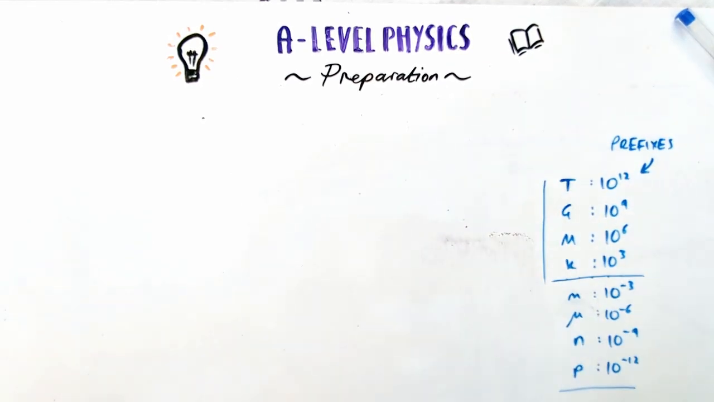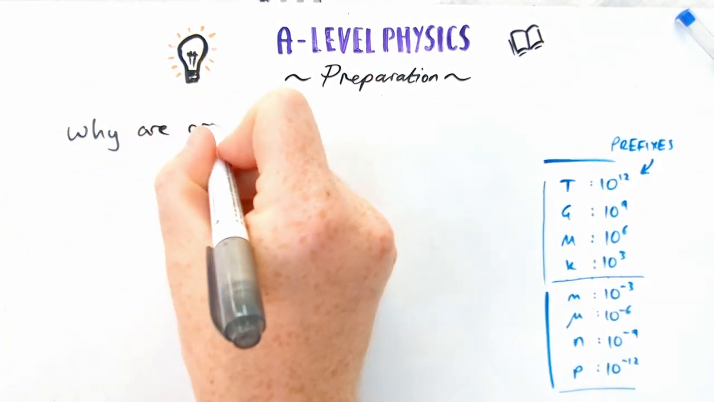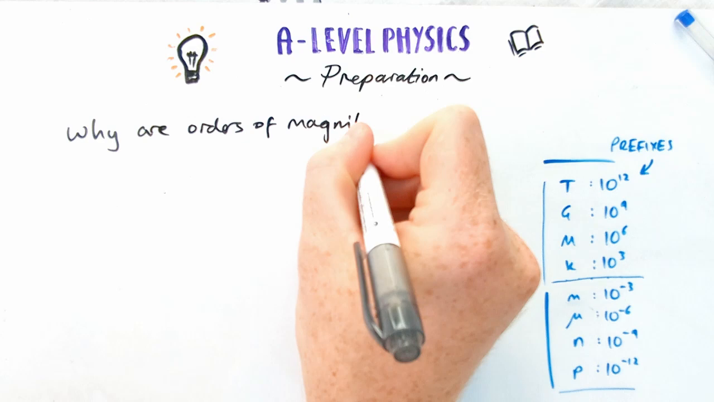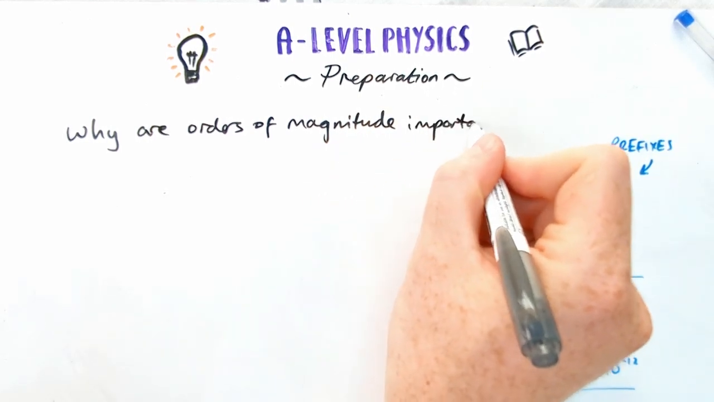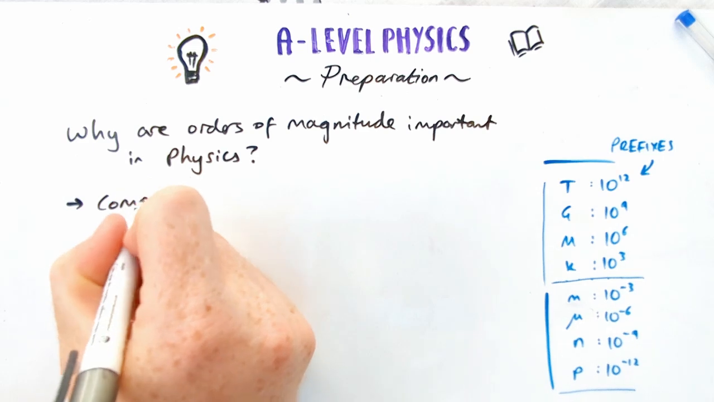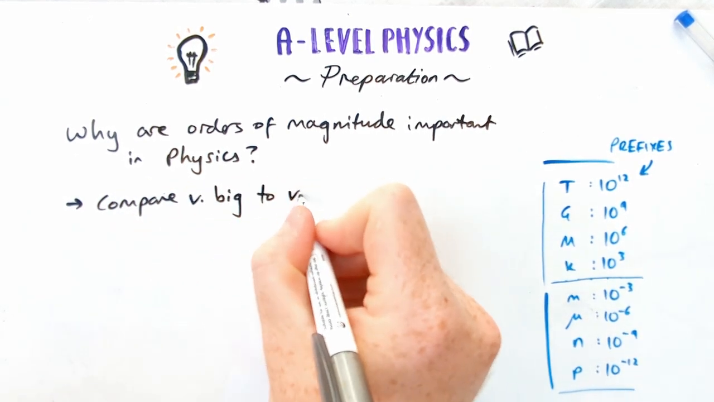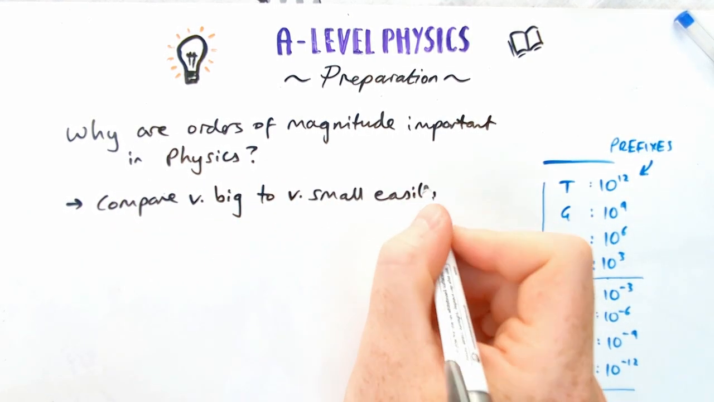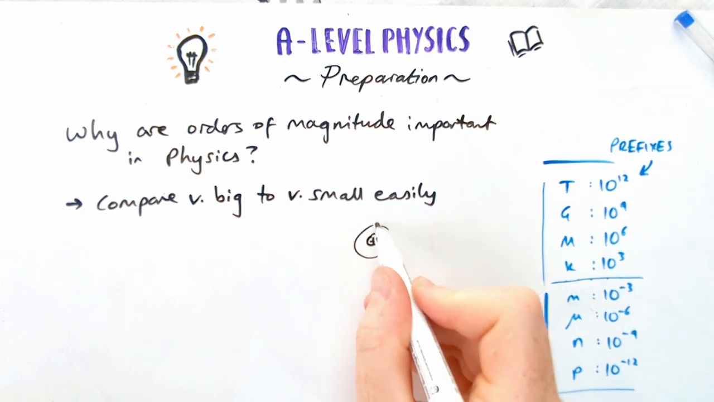Now, in physics, you should be familiar with space and very, very small things. So in physics, we quite often deal with things that are very small and things that are very big. So orders of magnitude, why are they important? Well, they do help us to compare very, very small things to very, very big things, because quite often you'll have to use both when making calculations.